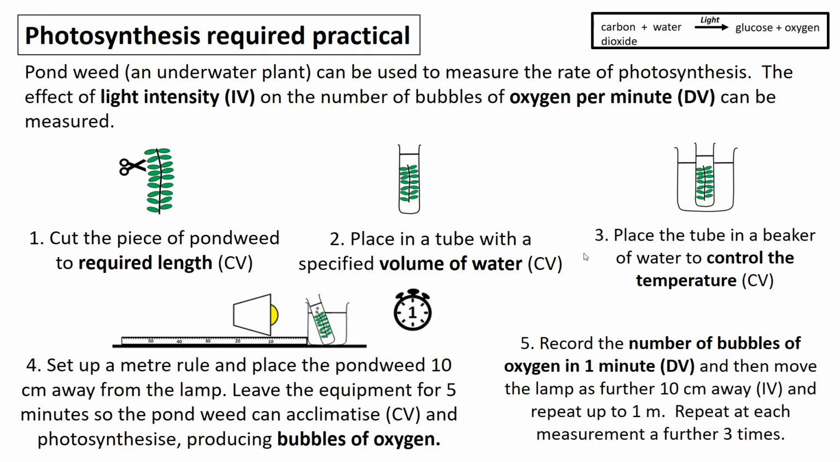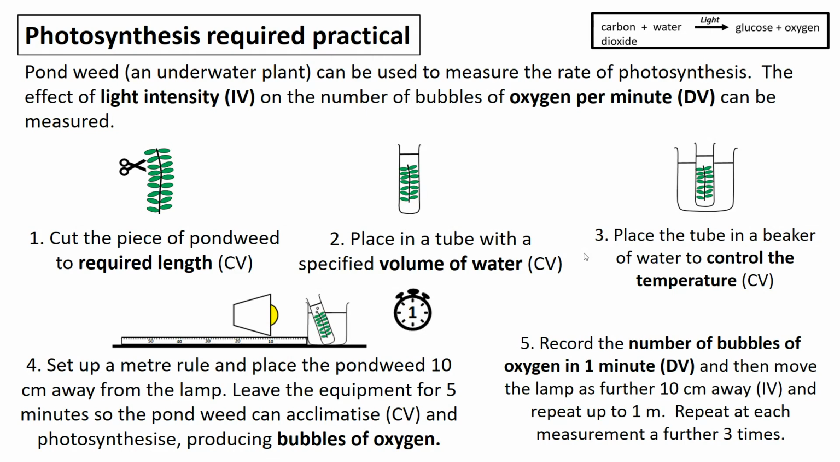You would then place the pondweed in a tube with a specific volume of water, making sure the pondweed is completely covered. Again, that is a control variable. And you'd put the pondweed in the tube inside a beaker of water. Now, the beaker of water is there because you might get some heat released from the lamp, and that could affect the rate of photosynthesis. So again, using that water bath with that clear beaker allows the light through, but helps you to control the temperature of the water. So as a control variable.